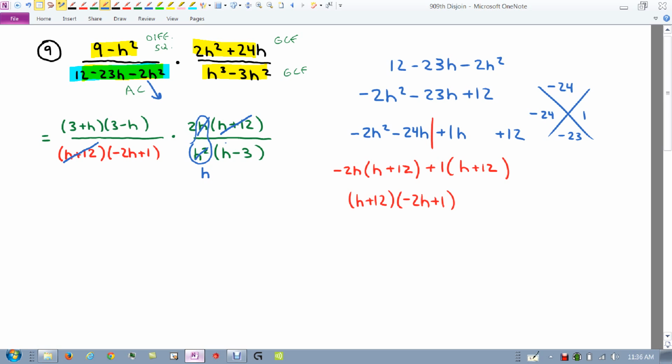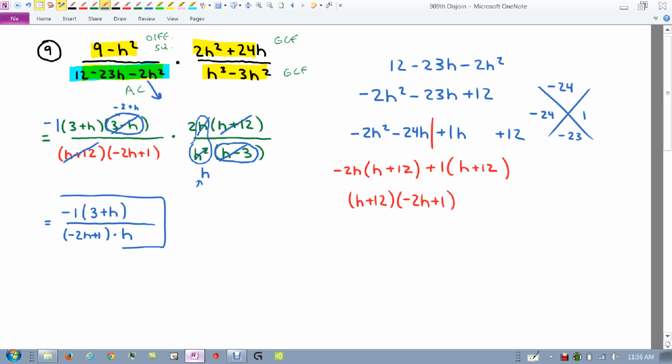I also notice that h minus 3 is off by a sign with 3 minus h, right? They're off by a sign. So if I pull a negative 1 out of the top here, these two will cancel each other out because this one's going to become a negative 3 plus h, and they'll match exactly. So I'm doing kind of all that in one step here. I'm left with a negative 1 on top, a 3 plus h on top. On the bottom, I have the negative 2h plus 1, and then I have that h right there. And I can just box that up like that.